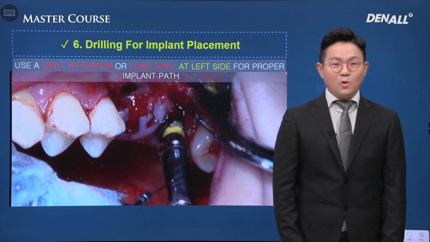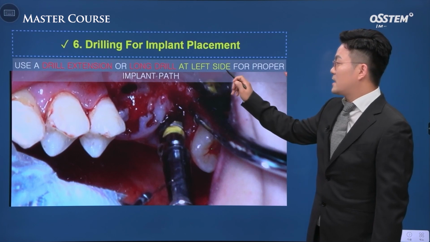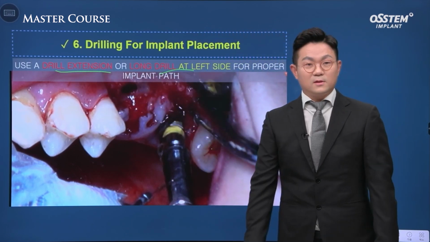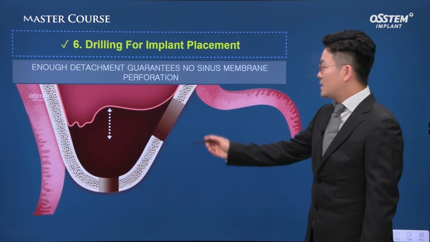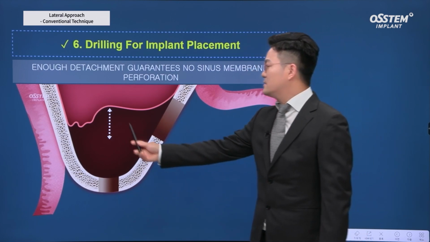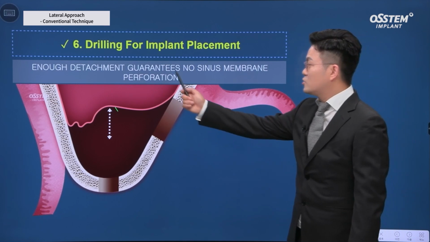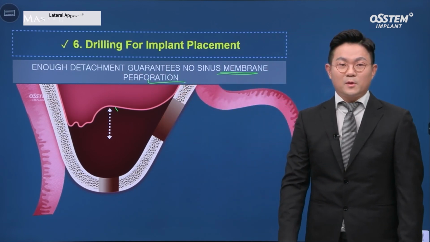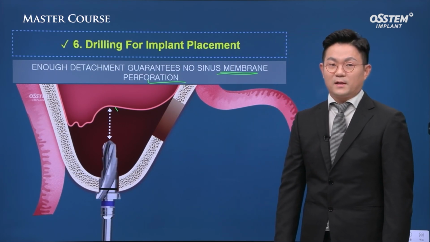So the path might be ruined when you want to place the implants on the left side. It's possible to use a drill extension or a long drill. That will get you a more favorable result. And after sufficient detachment, even if the drill tip is touching this area, there will not be much perforation. So enough detachment guarantees no sinus membrane perforation. So enough detachment is important.